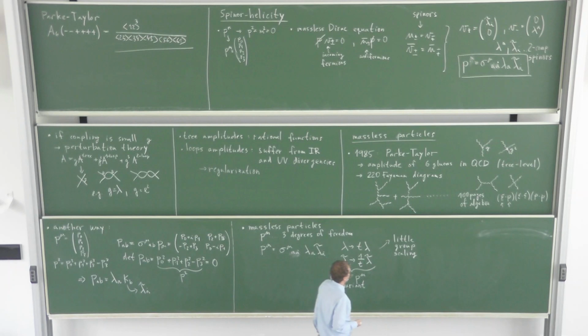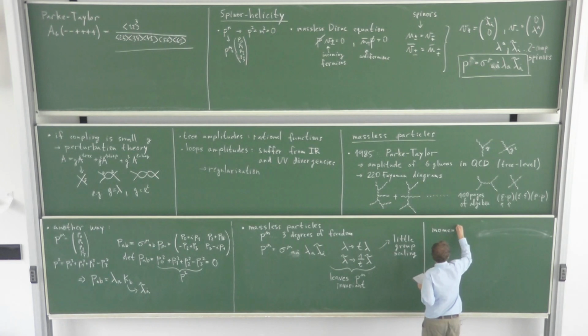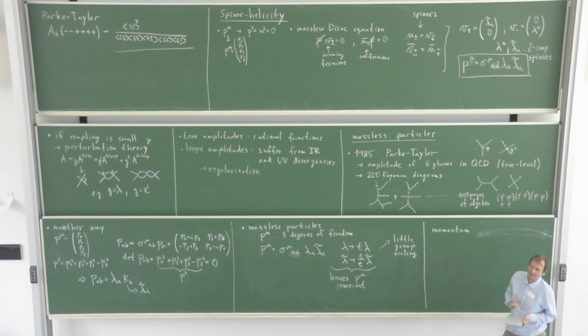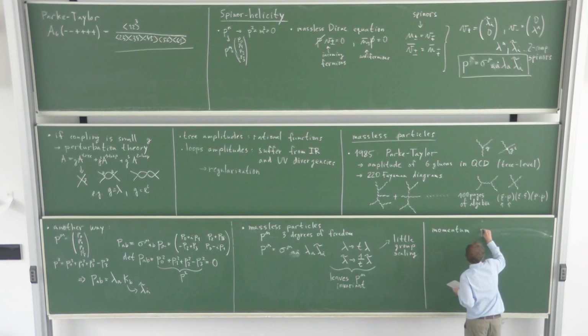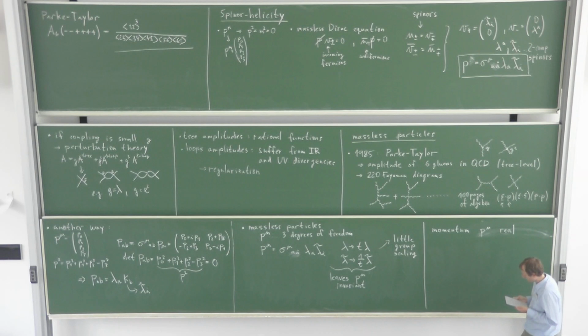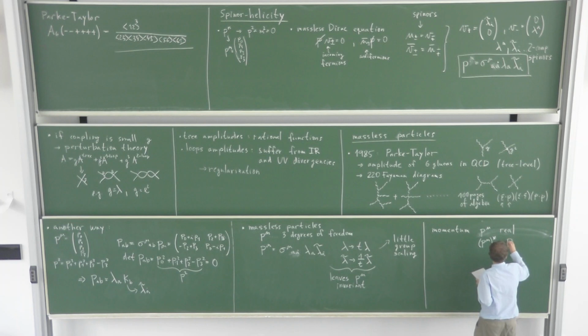Now I was a little silent about whether things are real or complex, which is an important part. So let's first look at it. The four momentum P, for some purposes it can be complex, so it's a complex momentum in C4. It has 4 complex components. But if you want to describe the real world, then the momentum is always real, which means that if we complex conjugate P, we just get P.